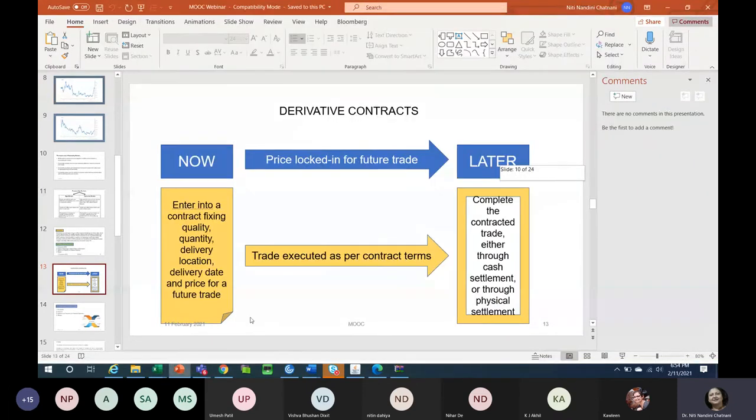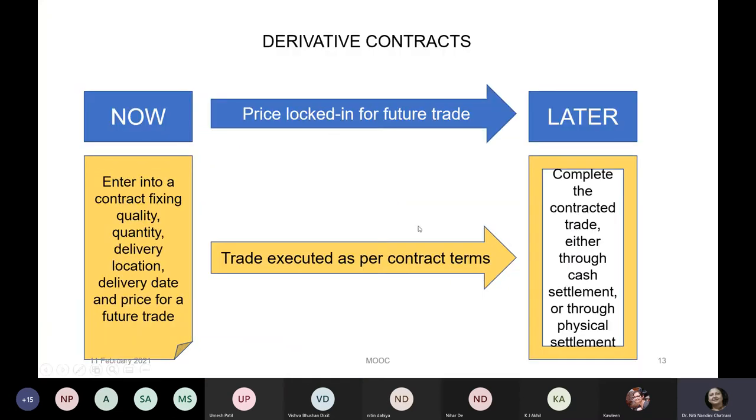So what is a derivative contract? You enter into the contract now, and at the later date, when the date that you've agreed for the settlement or completion of that contract arrives, you complete the agreed trade, the derivative contract that you have entered into, either through cash settlement or through physical settlement. Now, this is very important to understand: either through cash settlement or through physical settlement.